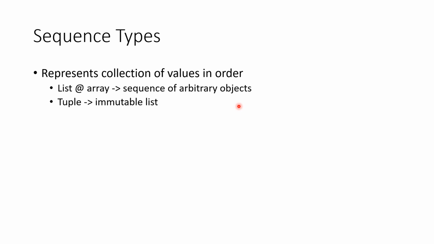Hello. There are three types of sequences in Python. One is list, the other one is tuple, and the third one is string. List is basically used to store a sequence of arbitrary objects, whereas tuple is an immutable version of a list. A string is basically a sequence of immutable text characters. So in this video, we are going to discuss the tuple sequence.